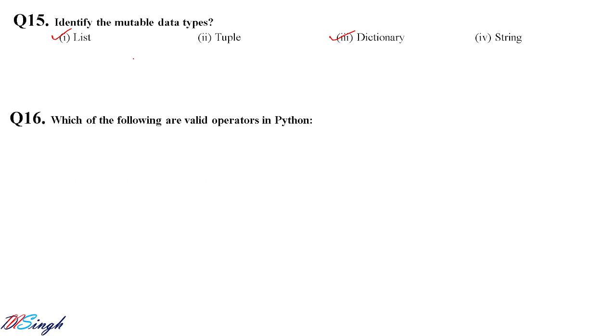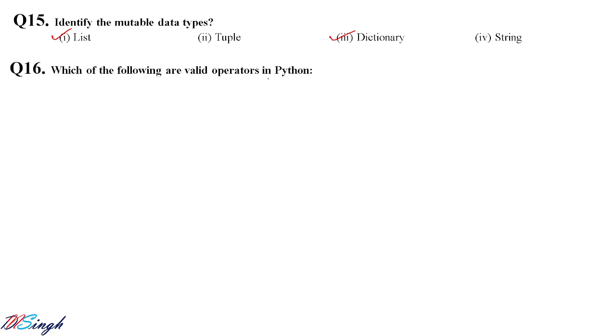Next, identify the mutable data types. So we know that mutable is what? List and dictionary. So first option is correct, that is list. Which of the following are valid operators in Python? Let us see. Star star is an exponent operator, valid. Between is not valid. Okay, like is not valid, and this pipeline is also not valid.